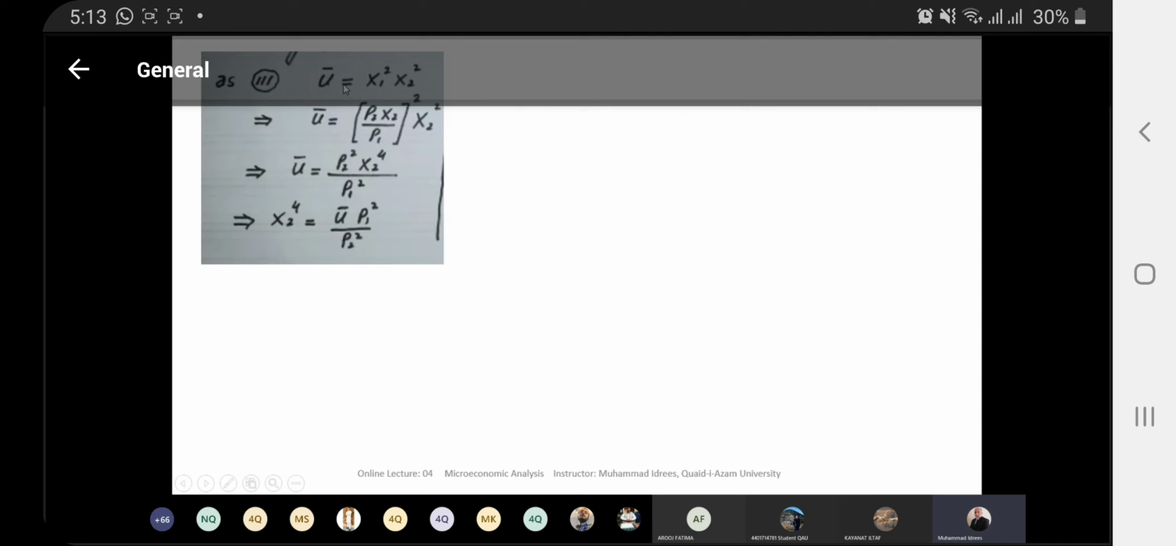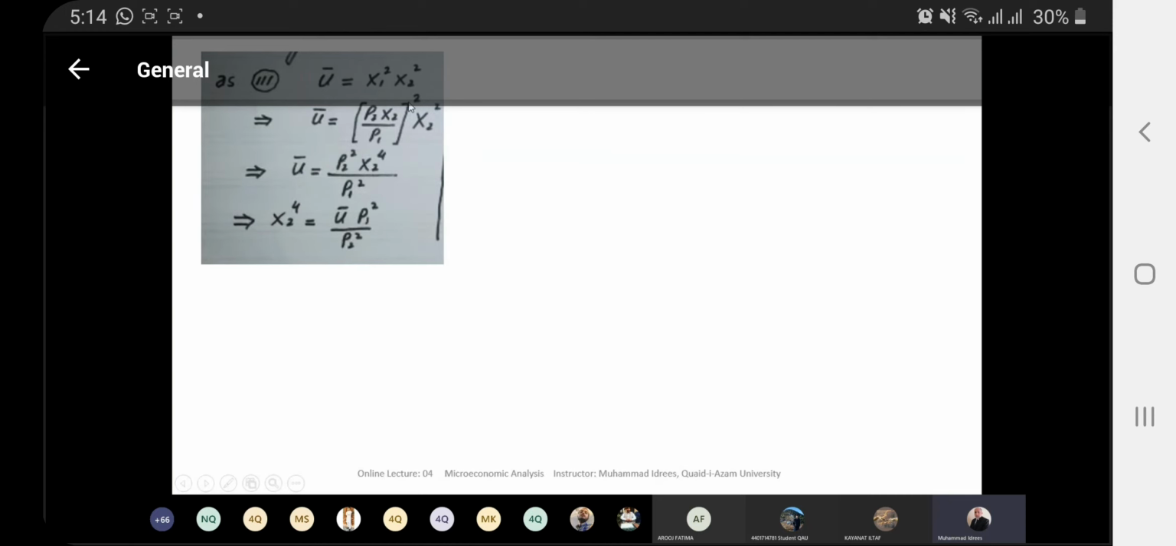In fact, it was u bar minus x1 square into x2 square equal to 0. So I just took x1 square or x2 square on the other side, it became positive. Now in place of x1 square, I wrote its value from equation number 4, and then after some simplifications we got x2 power 4. You can see here this is x2 and this is square, so it will become x2 square. So this x2 square and this x2 square will make it x2 power 4.